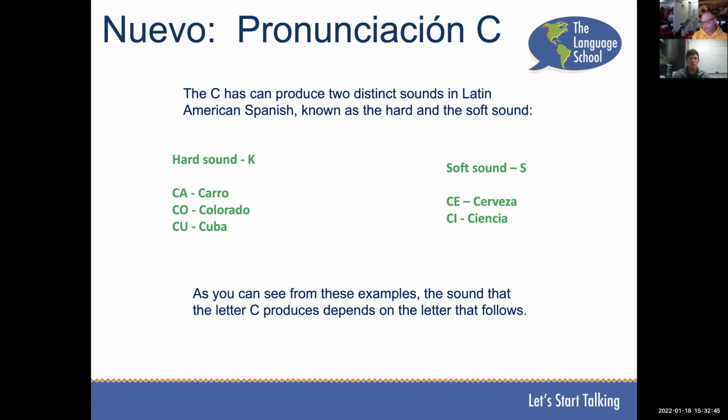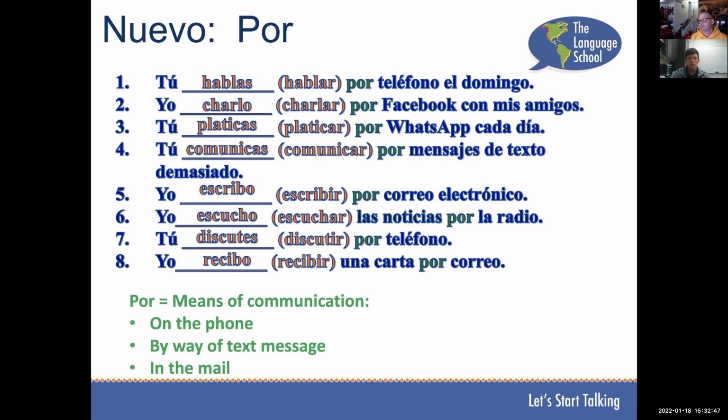Mateo, do you have any questions about that, by the way? No, I think I get where you're going with that. I was trying to think if it meant like for or by, but I get where it can.